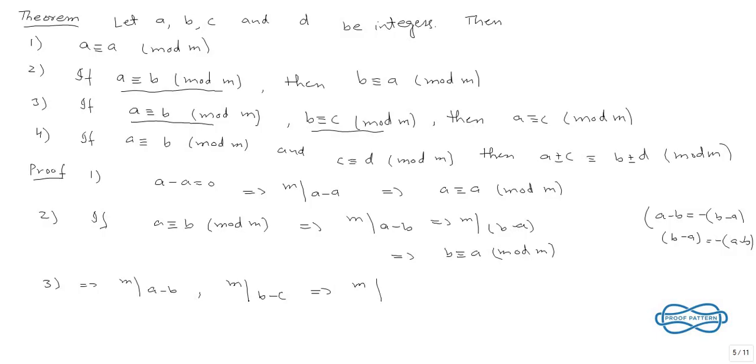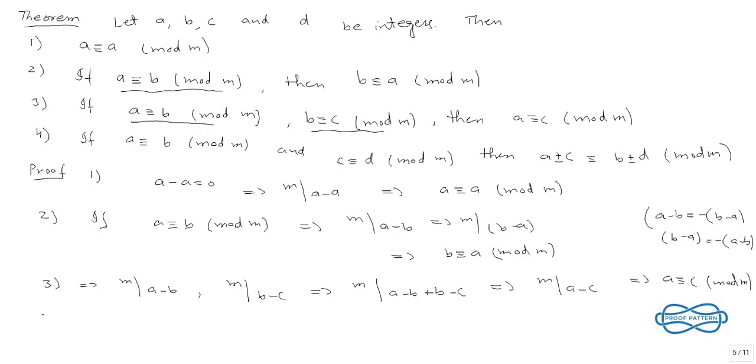This means m divides A minus B plus B minus C. And if we see that minus B and B can be cancelled with each other, this implies that m divides A minus C, and this means A is congruent to C mod m.